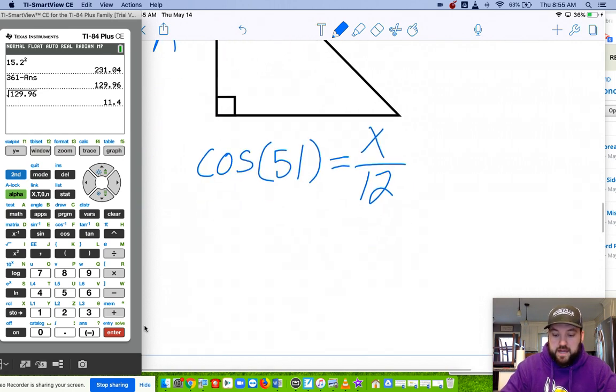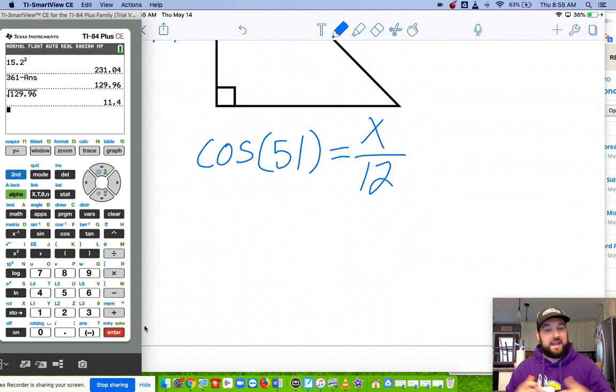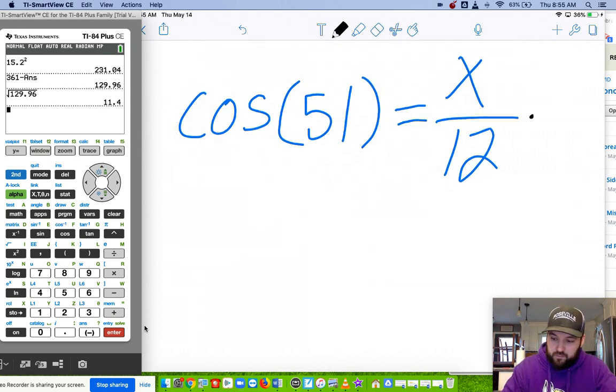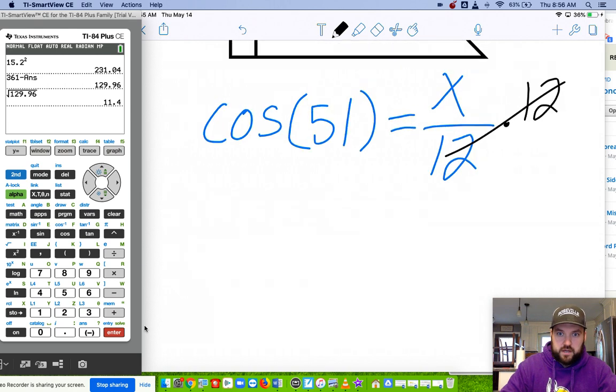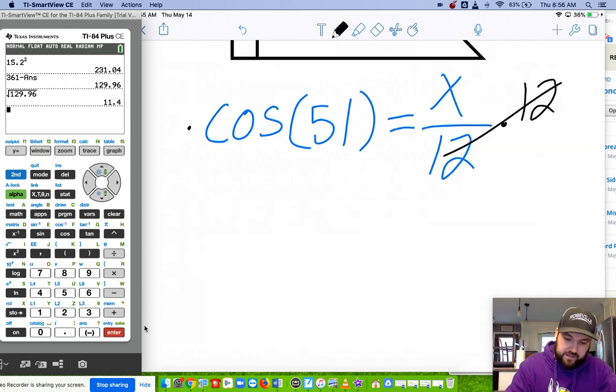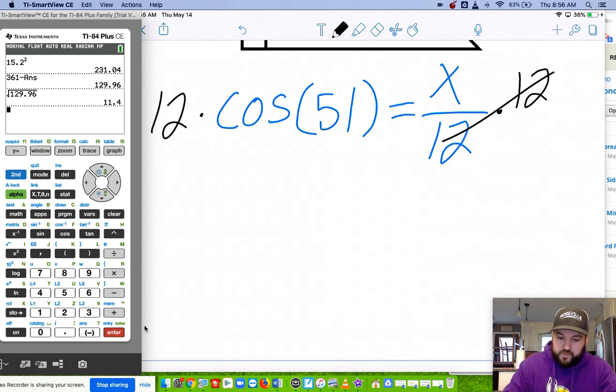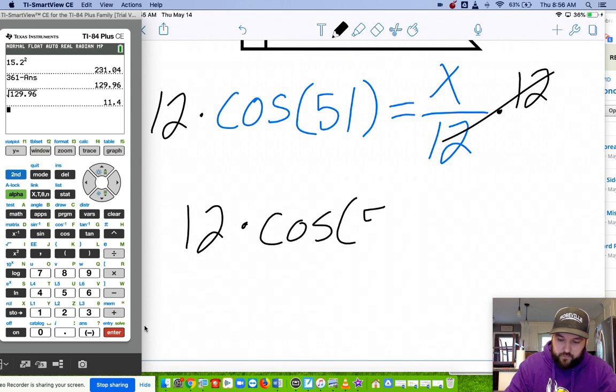Okay. Now, just like any equation that has a variable in it, I want to solve for x. I want to get x by itself. Right now, x is being divided by 12. So to undo dividing by 12, I'm going to multiply by 12, which would cancel those out. But I need to also multiply the left-hand side by 12. So now what I have is 12 times the cosine of 51 equals x.